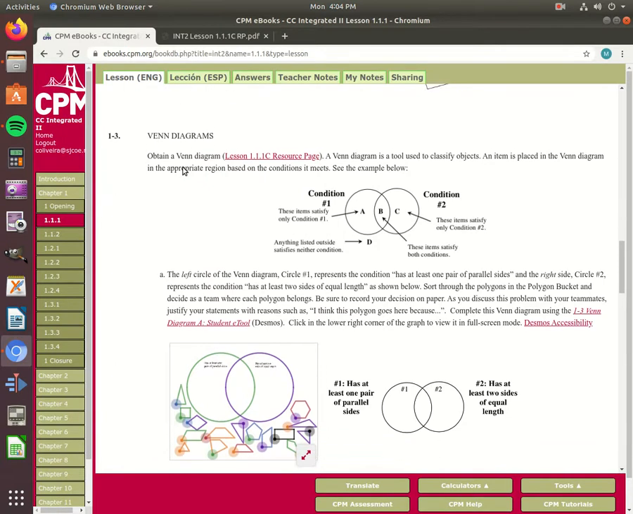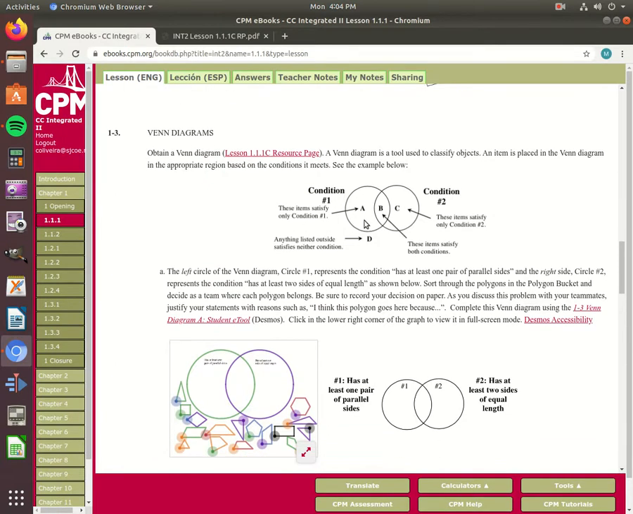So what we have here is these Venn diagrams, and I hope you guys are comfortable with the Venn diagram. Essentially, if we use this as an example, it has at least one pair of parallel sides, that's our first condition, and has at least two sides of equal length as our second condition. What happens when only the first condition is true but the second condition is false? Well, we put it in spot A, over here. If both conditions are true, we'd put it in the middle, that overlap, spot B. If only condition 2 was true but condition 1 wasn't, we would put it in spot C. And if neither condition was true, we just leave it on the outside and put it in spot D.